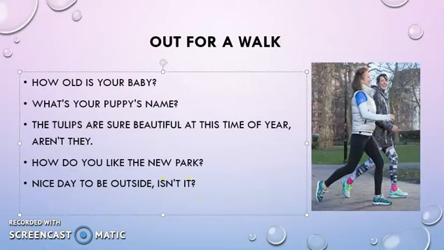When you go out for a walk, you can start the conversation as follows. How old is your baby? What's your puppy's name? The tulips are sure beautiful at this time of year, aren't they? How do you like the new park? Nice day to be outside, isn't it?